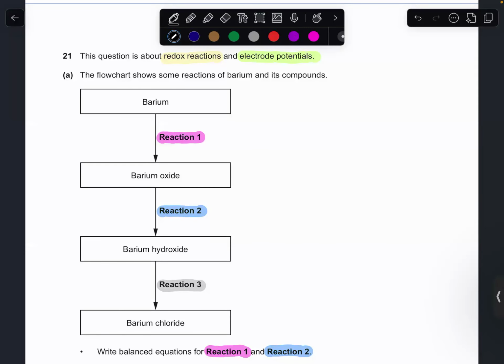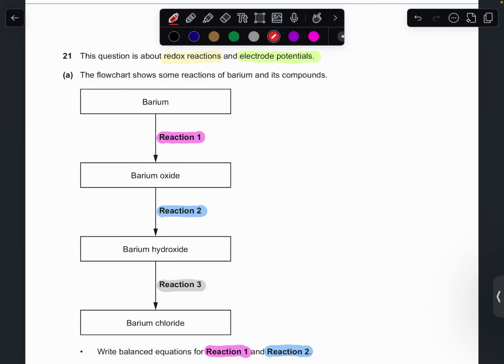We'll be looking at question 21, June 2024 paper. In this question, it's about redox reactions and electrode potentials. Now, it shows you a flow chart of barium, which is a group 2 element, and its different compounds. It's asking write balanced equations for reaction 1 and reaction 2.